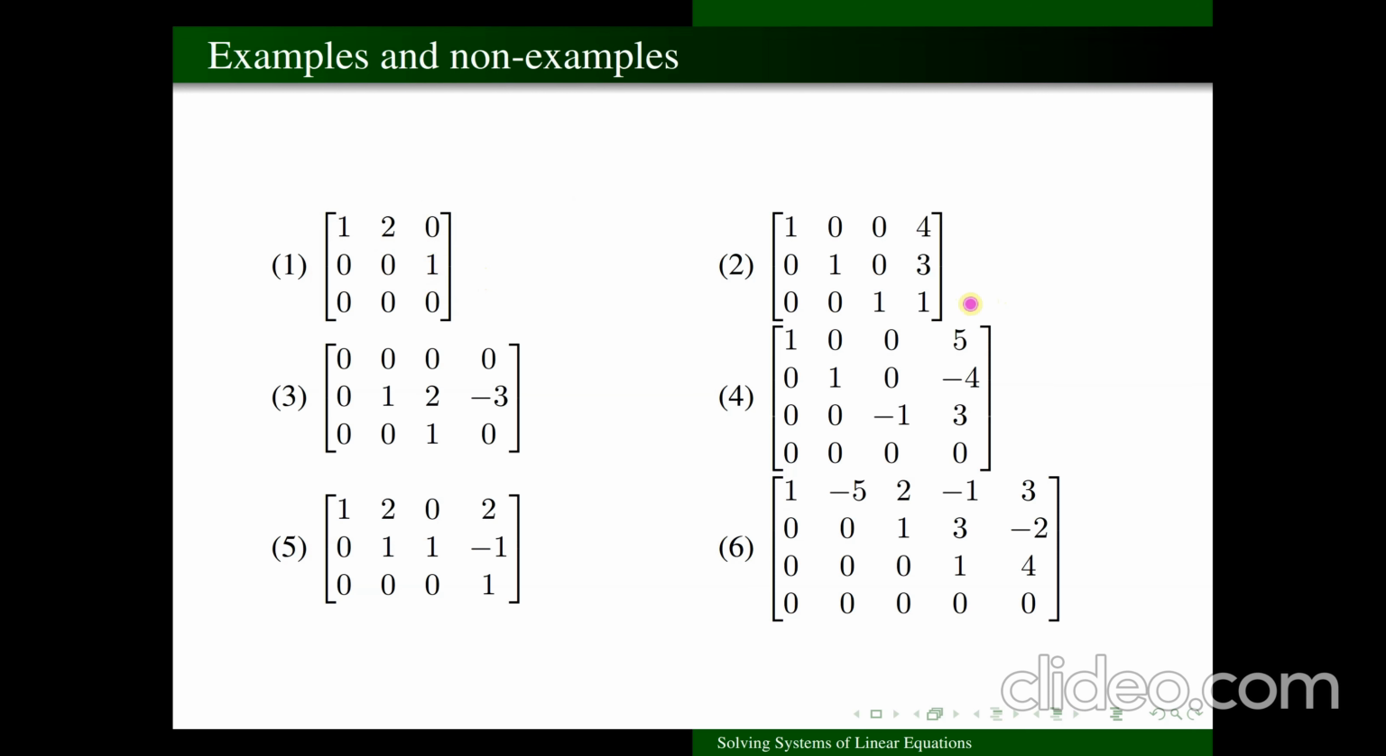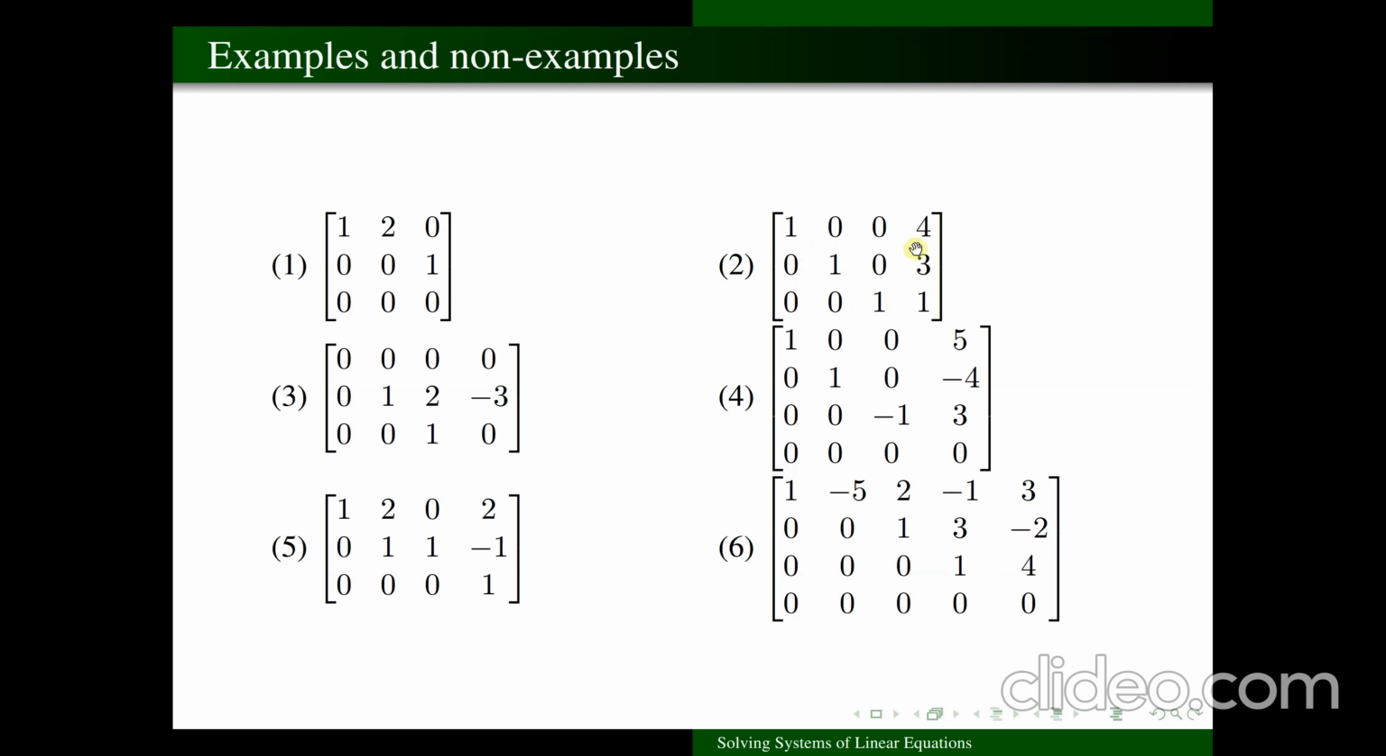Let's move on to matrix 2. This matrix does not have a row of zeros, so condition 1 is automatically satisfied. As for the second one, look at each row, look at the first entries in each row. So in the first row, we have 1 as leading entry. In the second, we have this 1 as leading entry. In the third, we have this 1 as leading entry. So condition 2 is satisfied.